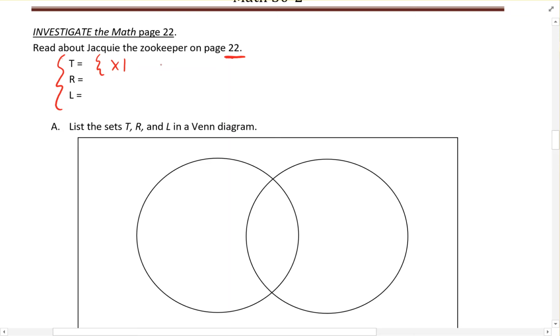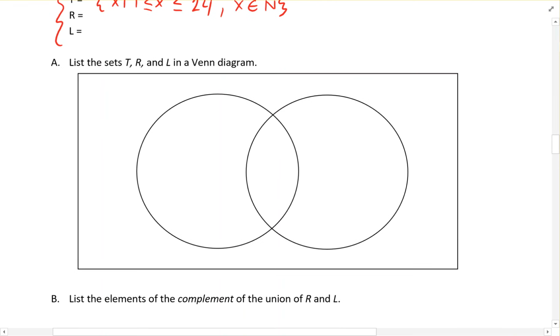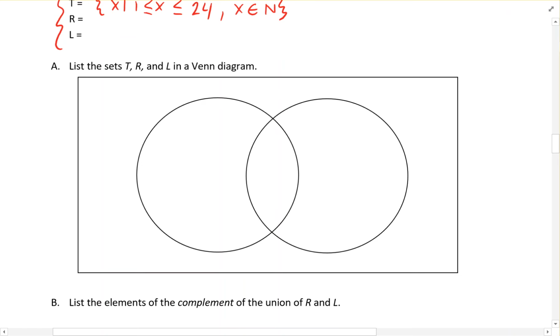Or you could write it like X, where X is greater than or equal to 1, and less than or equal to, what was it, 24? And where X is any natural number. Okay, and then for R and L, you probably just want to put the numbers that were in there instead of writing it in this method. So I'll let you put the numbers in there as well. And when you're done, go ahead and push pause, sorry. Go ahead and do that, and then I'll pop the answers up in a minute. So go ahead and pause the video now.